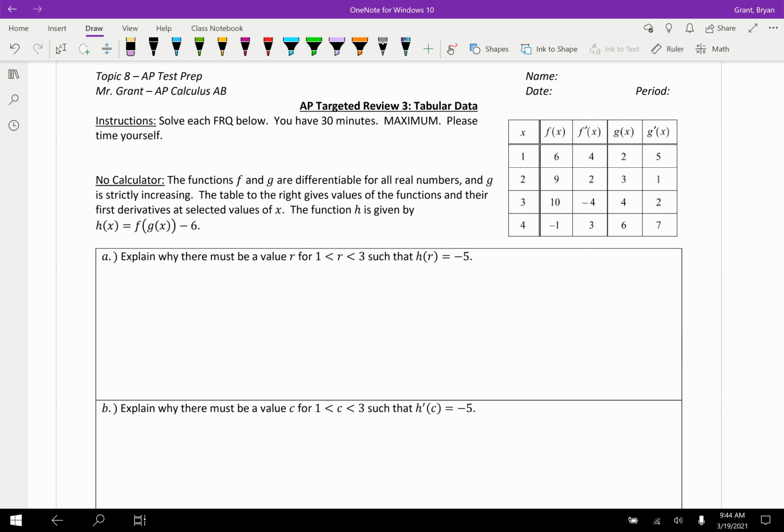This targeted review is on tabular data, which we've actually done a lot of. So I figured we could also use it to review a couple theorems and just kind of some weird problems that you might not see as much. There should mostly be problems that we haven't seen in the last 2 days, and it's a nice, easy way to check and see where you are.